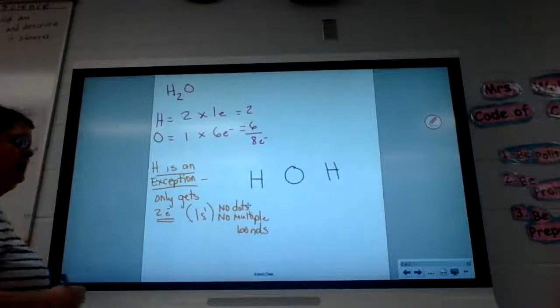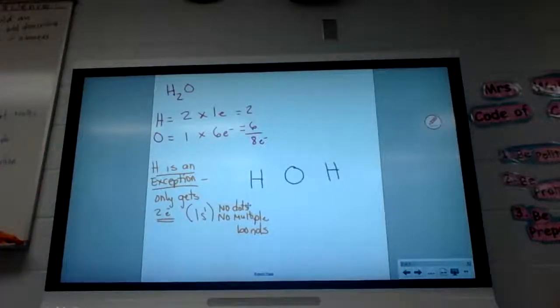And no multiple bonds. Okay? It will never have double or triple bonds when we get to it. It will only ever have a single bond. Can never have dots. Are you with me on that? So we're done with this one?